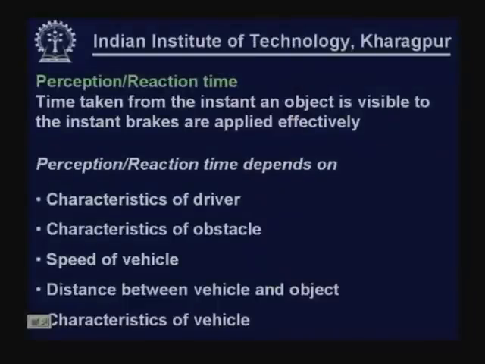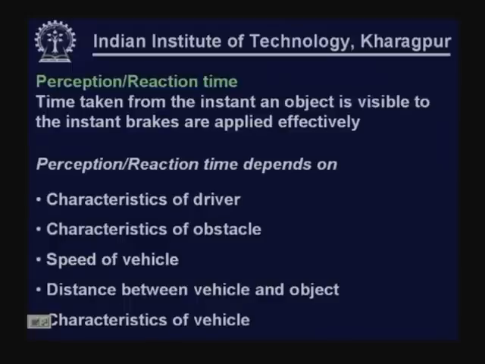Sometimes this time is split into perception time as well as the brake reaction time. Perception time is the time lag between the moment the object is visible and the moment the decision is made that yes, brake should be applied, and brake reaction time is the actual time which is then required for effective application of brake. But often these are considered together. So, we are calling this time the perception reaction time, which includes perception as well as the reaction. This is the time taken from the instant an object is visible to the instant brakes are applied effectively.